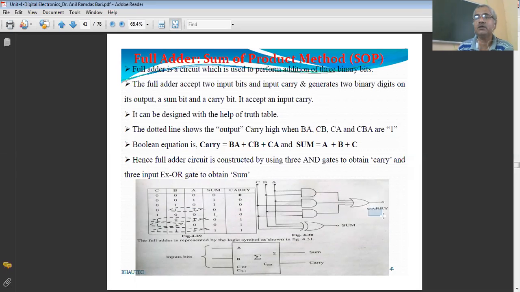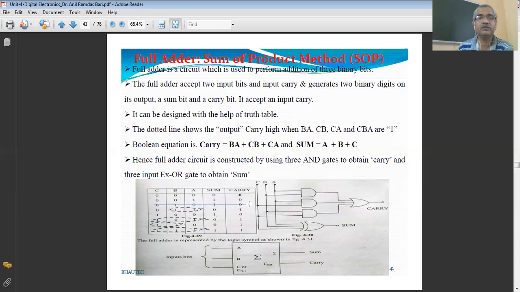This produces the carry. And the sum of these 3 bits is carried out by this exclusive OR gate. So this is the 3 input exclusive OR gate. So put the values here, A, B and C. Putting the values of this A, B, C here, you can check out what is the sum and what is the carry. Now take one example. Suppose this third condition I want to verify.